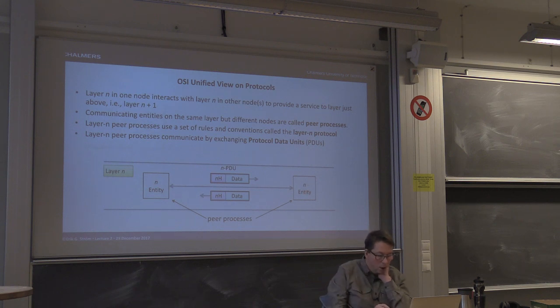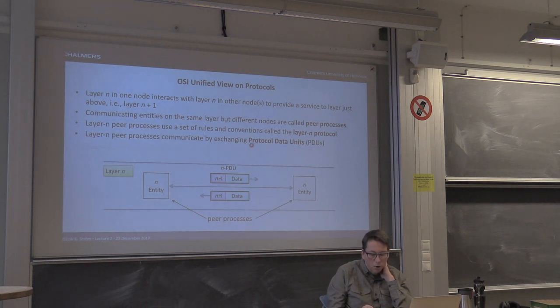Okay. So layer n peer processes use a set of rules and conventions called a layer n protocol. And there could be several versions of this one, but one entity is using just one protocol. So maybe it's TCP, or maybe it's HTTP, but it's not HTTP and DNS at the same time. It's either or. Okay, and they communicate by exchanging what's known as protocol data units, or PDUs.